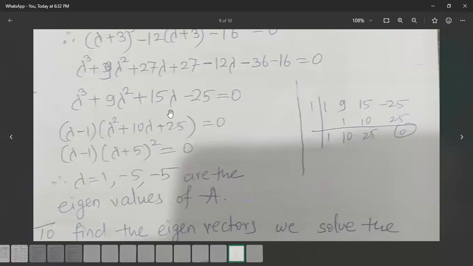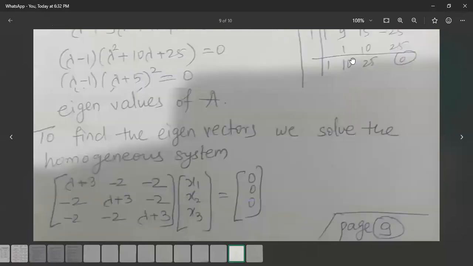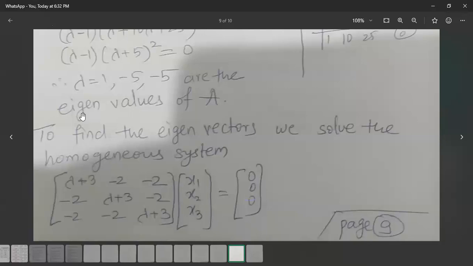Now this is a complete square, so I wrote lambda plus 5 bracket square is equal to 0, and one factor was already lambda minus 1 due to this one. So what are the values of lambda? 1, minus 5, repeated minus 5. Got it? These are the eigenvalues of A.